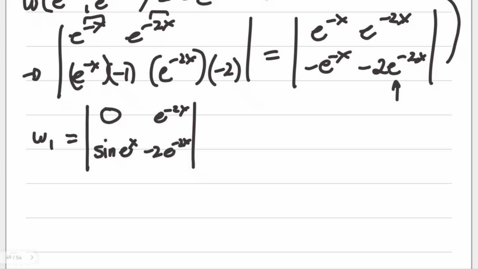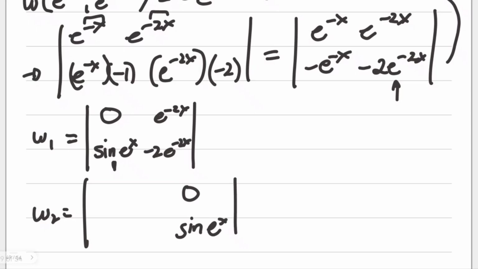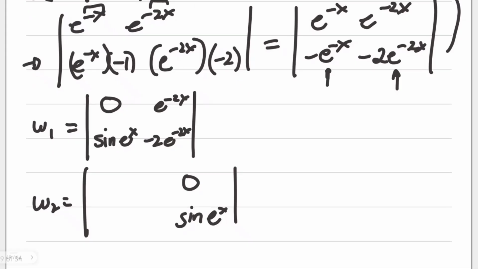Okay, for our w sub 2, it will be the second row having the same entries as this column. And the first column would be the same here, e to the power of negative x, negative e to the power of negative x. So solving for w sub 1, w sub 2 follows the same idea of the Wronskian.